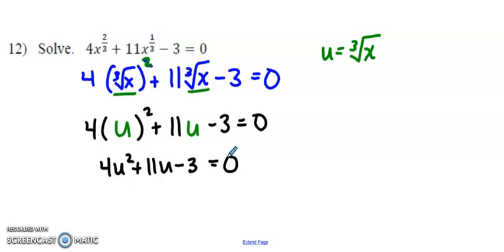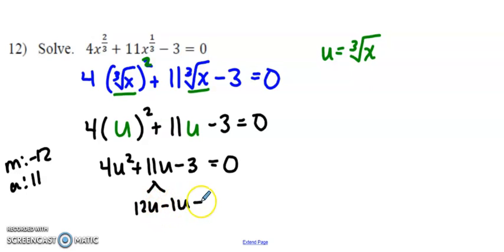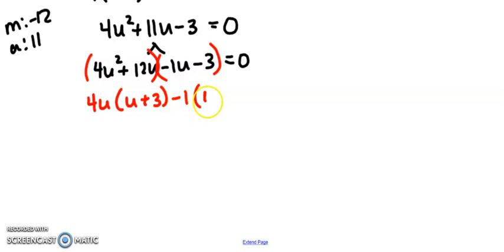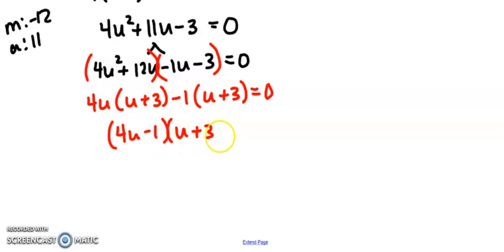So I'm going to factor by splitting the middle. So I'm looking for things that multiply to negative 12 and add to 11. That's going to be 12u minus 1u, and then I still have minus 3 and 4u squared. Splitting the middle, remember, is just a way to factor so that you can then break up into groups. This will be 4u, u plus 3, minus 1, u plus 3, which means I get 4u minus 1 and u plus 3, which means that u is equal to 1/4 and u is equal to negative 3.